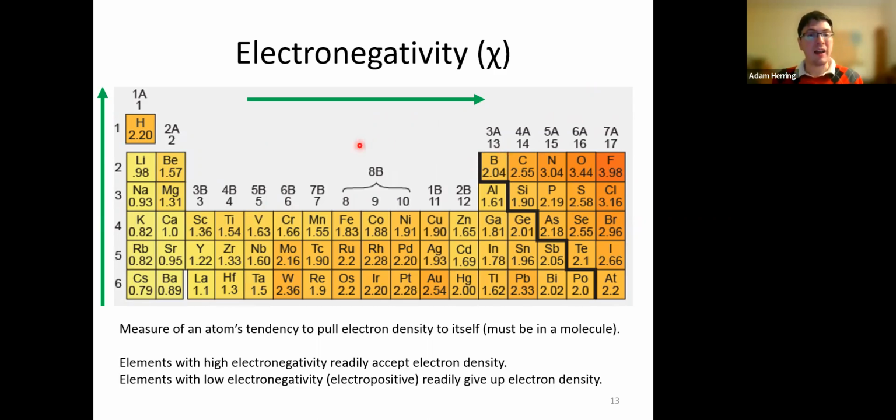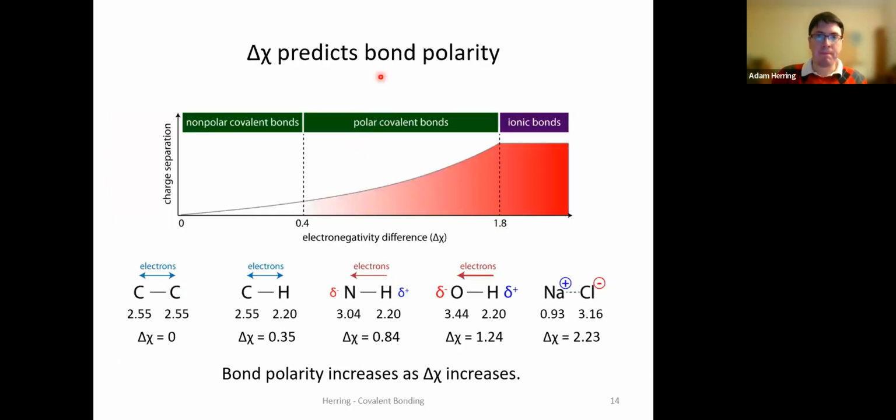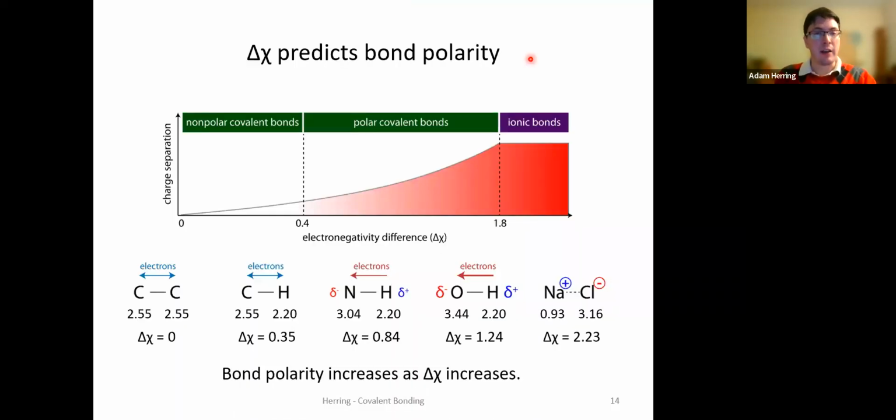And so elements with high electronegativity will pull the electrons towards them. We call that electron density. Elements with low electronegativity, ones that we might call electropositive, very easily give up their electrons to other elements. We can classify different bonds based upon the differences in the electronegativity of the elements that make up that bond.